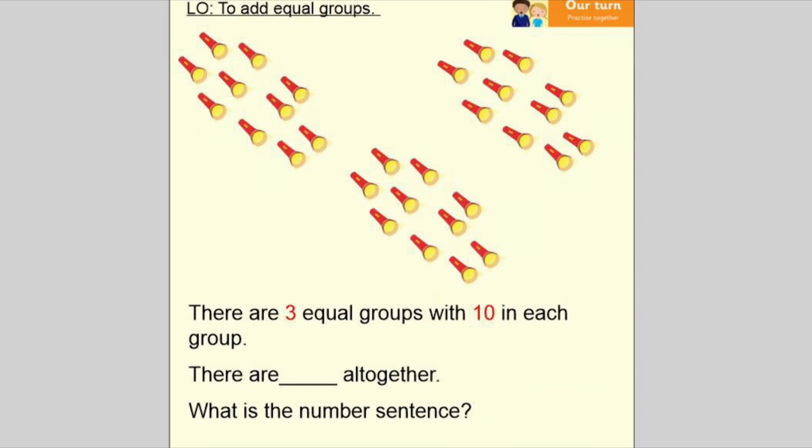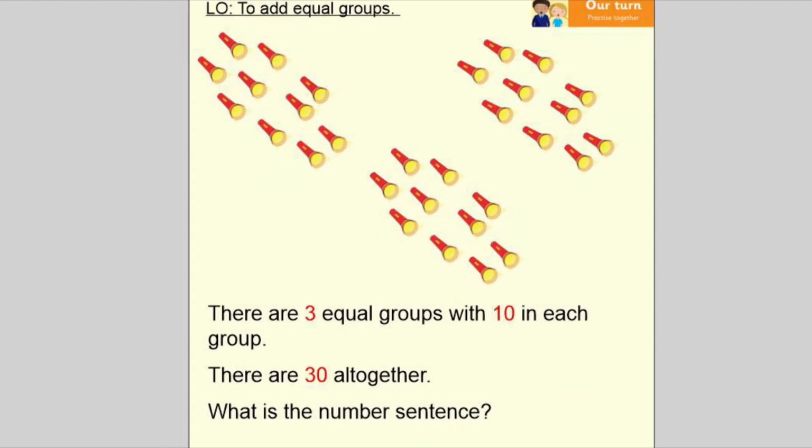Now we need to count them all together. So they're in groups of 10. That means we need to count in our tens. 10, 20, 30 all together. Now pause the video and have a go at the last part. What's the repeated addition number sentence?